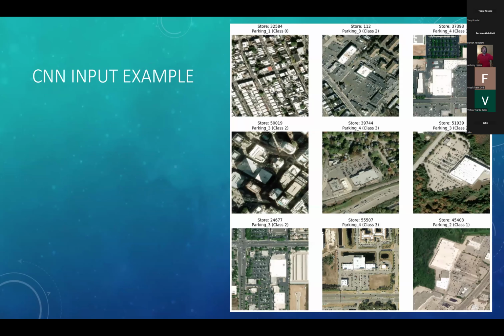So yeah, here's a little example of what actually goes into the CNN training process. Here's 9 random images for the parking feature. And we can see a couple of things here. Number one, each store ID has its associated parking score attached to the image. And you can see that there's a pretty wide range of images. And also you can see some issues here.